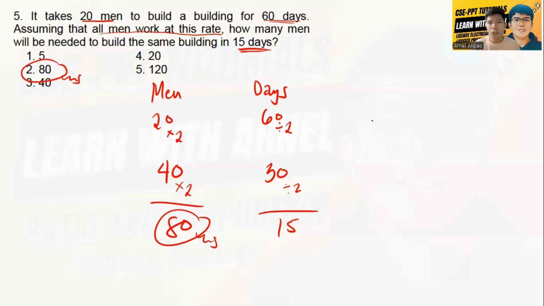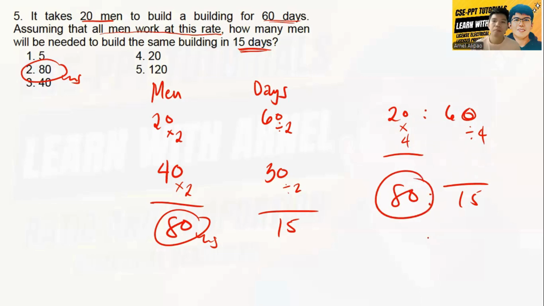Although, we can do the shortcut, di ba? From 20 is to 60, we have to ask ourselves, what are we gonna do so that we can get 15 from 60? We have to divide this by 4. And if we divided 60 by 4, we have to multiply here by 4. So that's the answer. It's reverse. Of course, there's no way that you're gonna divide also the number of men because we are up to working double so that we can finish the work faster.